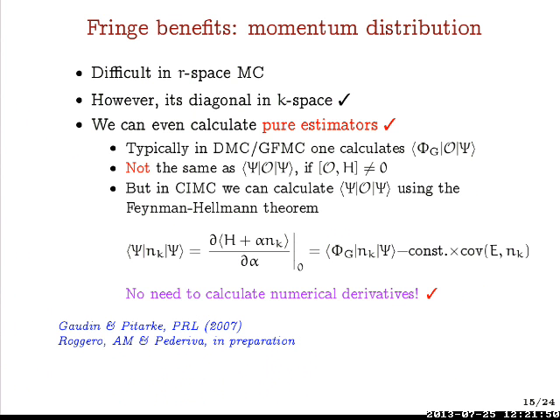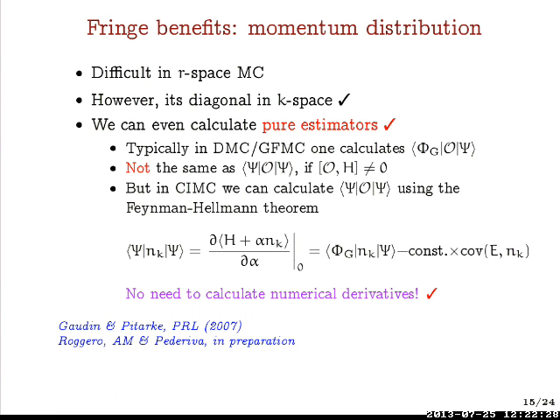The other thing that we could do was calculate momentum distributions, because momentum is diagonal in momentum space. And we can even calculate pure estimators. This is nice because it's diagonal in momentum space. You can use the Feynman-Hellmann theorem to convert the expectation value of the occupation number to an energy, basically. But then you can use a trick, this derivative that you have.